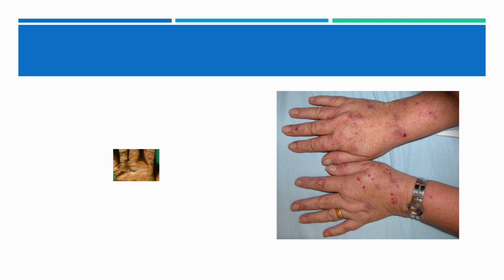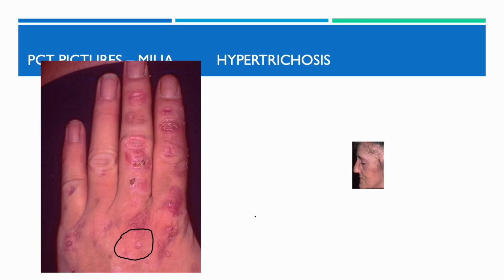So you can see a flaccid blister on the back of the hand after sun exposure. And on the right-hand panel you can see lots of erosions and scars where previous blisters have been. Here are some more examples of PCT on the hands. No blisters are seen here, but many erosions and scars can be seen. And if you look closely, milia can be seen on the proximal end of the middle finger. On the right-hand panel we can see hypertrichosis over this lady's forehead, zygoma and cheeks.